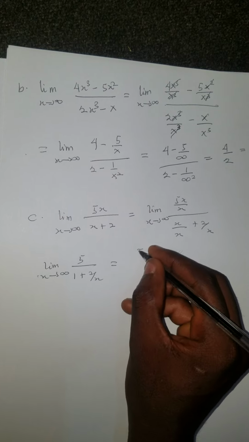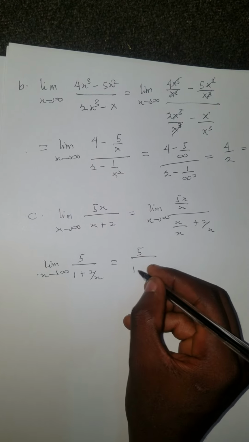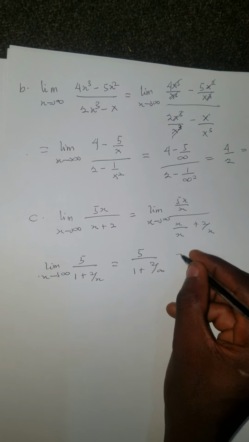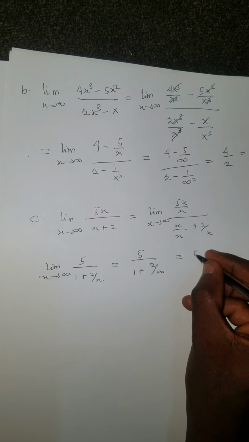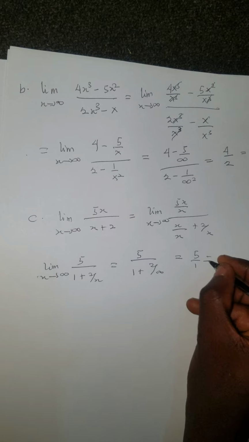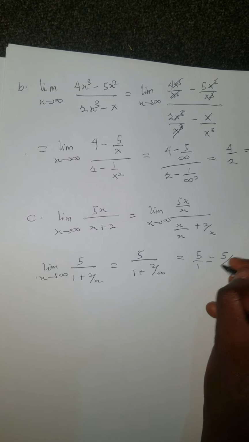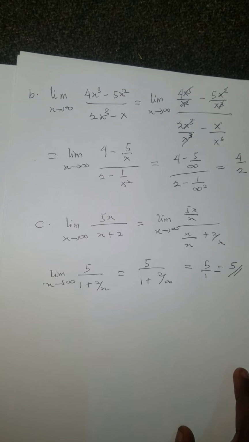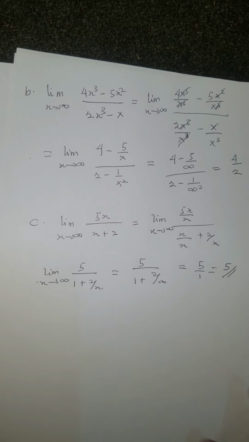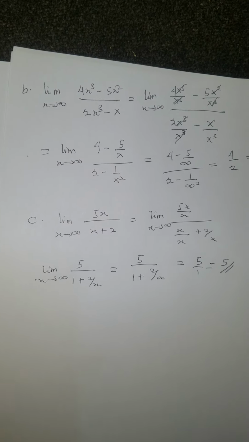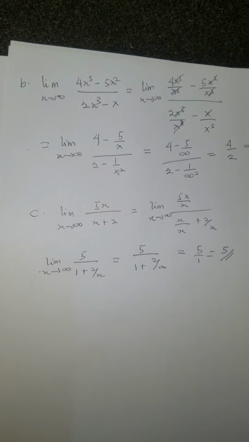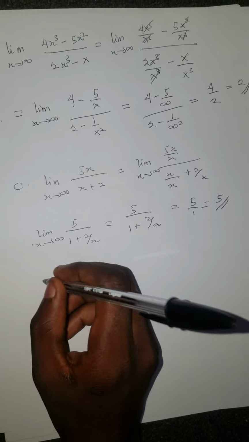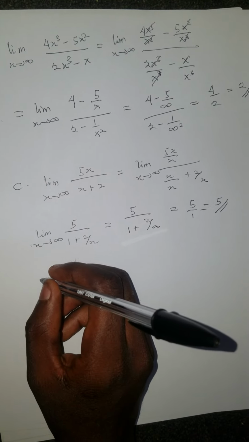Substitute inside, you're going to get 1 plus 2 over infinity, which is equal to 5 over 1. Our answer is 5. The last example, I'm tempted to give it to you as a trial.